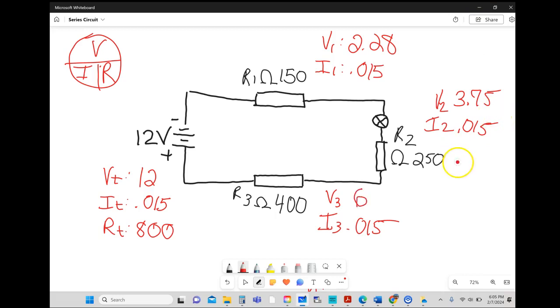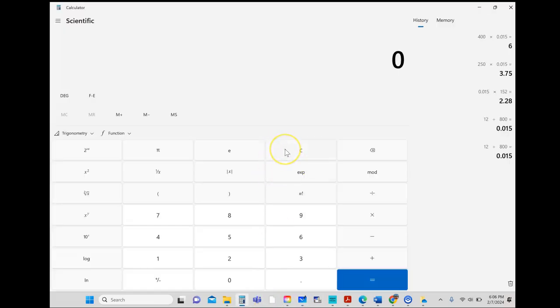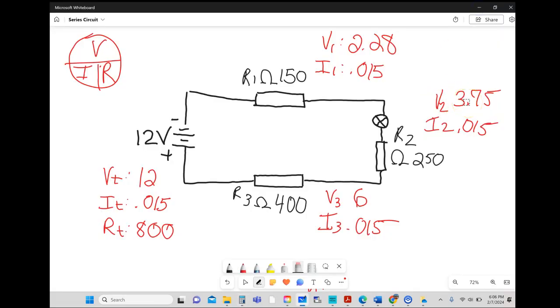Boom. Now, how do I know? How do I verify all of this? Well, all I have to do is look here and make sure that I add this and this and this, and it should come close to 12. Okay, so again, I want to check this one out real quick. Did I write something wrong? Let's do that again. That one's 0.015 times 150. 2.25. Whoops. I thought I messed that up. Sorry, guys. You guys are like, wait, it's not 2.28.